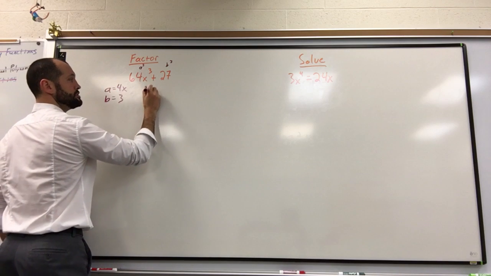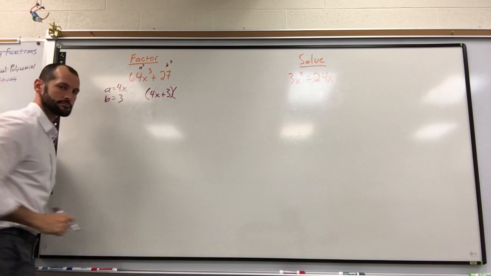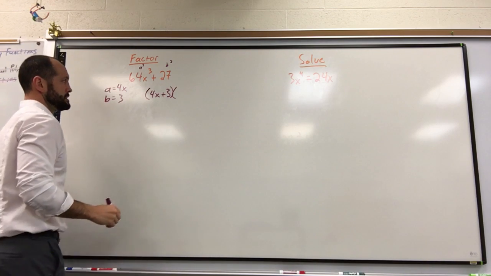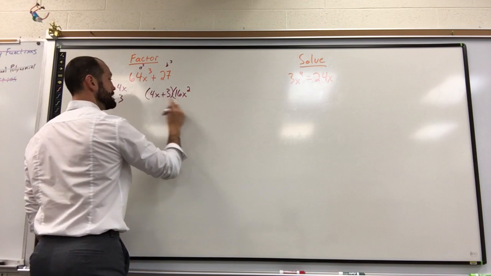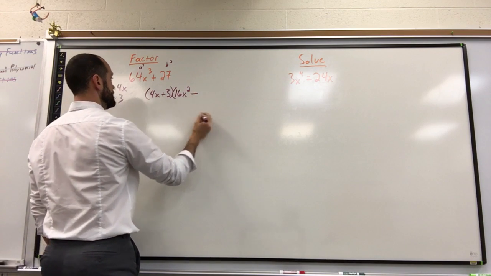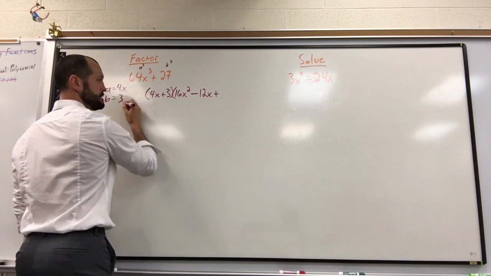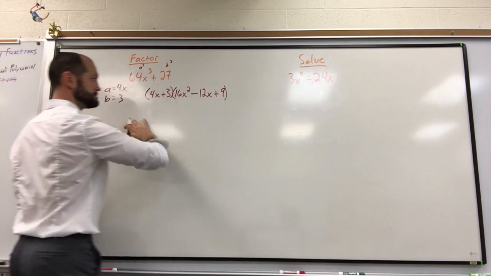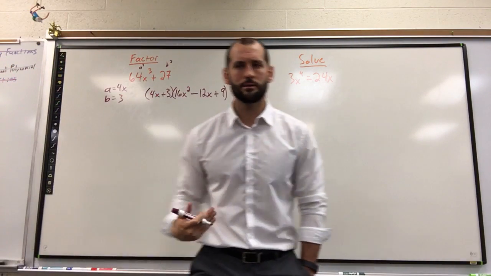Meaning this is the sum of cubes. So my first quantity is 4x plus 3. Followed by a trinomial of a squared, opposite sign, a times b, and then positive b squared. Done. It's that simple. But again, why was it simple?